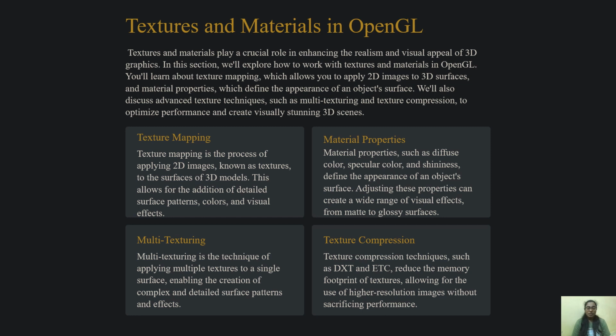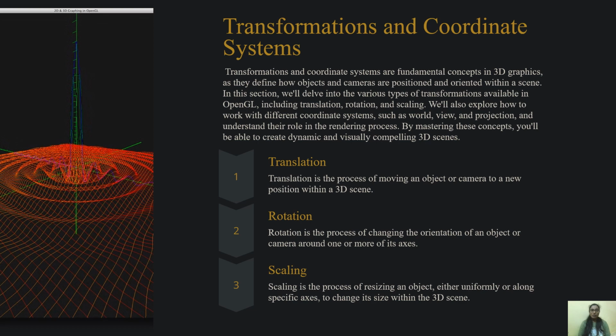Texture compression. Texture compression techniques such as DXT and ETC reduce the memory footprint of textures, allowing for the use of higher resolution images without sacrificing performance. Transformations and coordinate systems. Transformations and coordinate systems are fundamental concepts in three-dimensional graphics as they define how objects and cameras are positioned and oriented within a scene.